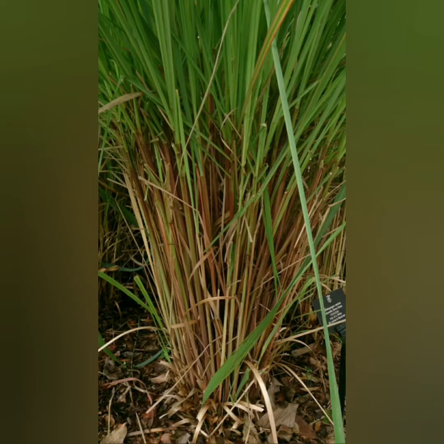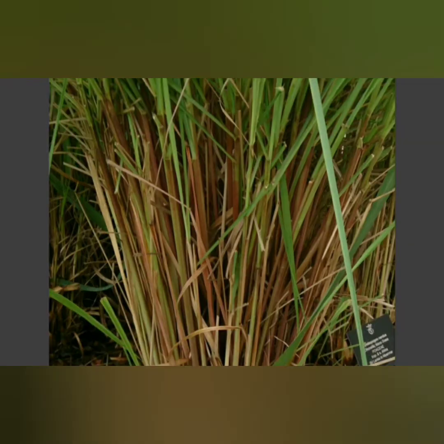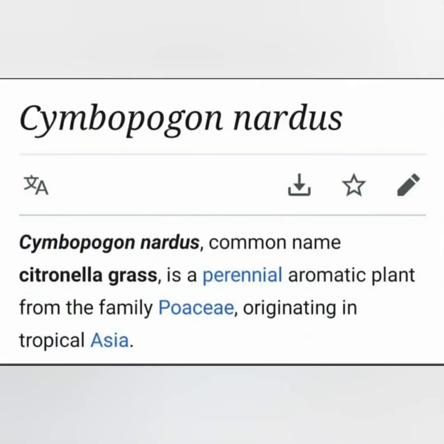Okay, this is another plant that we are going to discuss. It is a Citronella plant. It is an aromatic plant, and it has a very nice aroma. And this Citronella plant is commonly known. Its botanical name is Cymbopogon nardus, and it has a common name Citronella grass. It is a perennial aromatic plant from the family Poaceae, originating in tropical Asia.